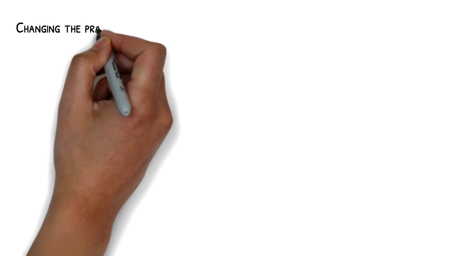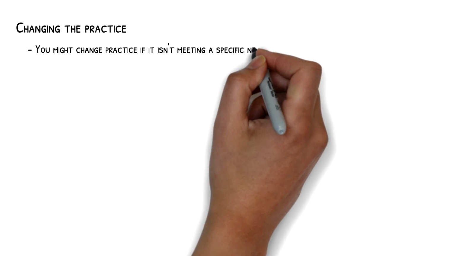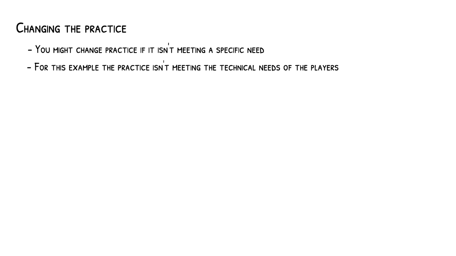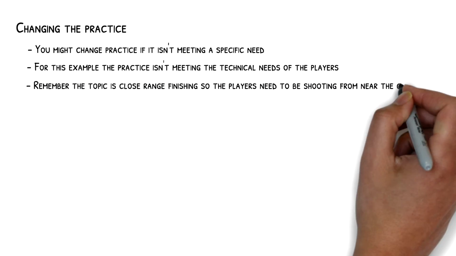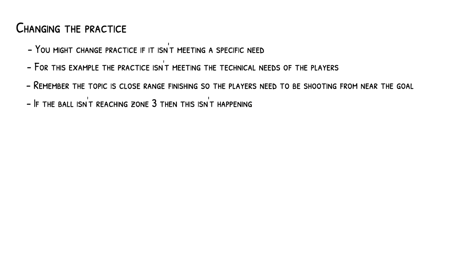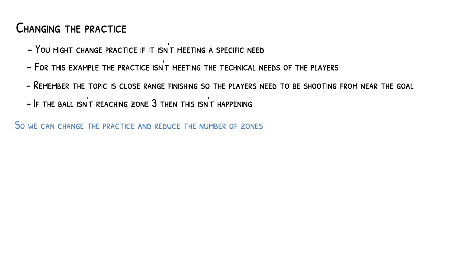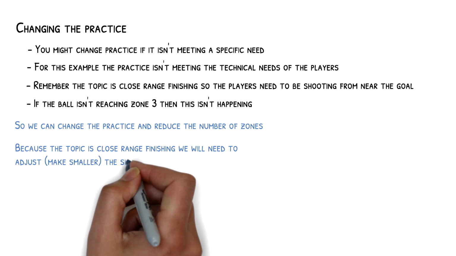Changing the practice. You might change the practice if it isn't meeting a specific need. For this example, the practice isn't meeting the technical needs of the players. Remember, the topic is close range finishing, so the players need to be shooting from near the goal. If the ball isn't reaching zone 3, then this isn't happening. So we can change the practice and reduce the number of zones. Because the topic is close range finishing, we will need to adjust the size of the pitch too.